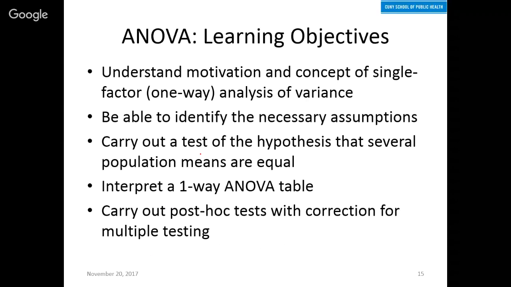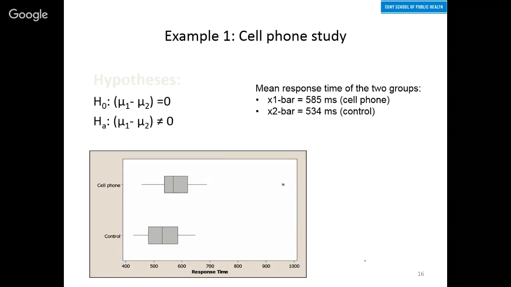So lots of stuff we're covering today. I'm going to introduce to you analysis of variance for comparing the means of 3 or more groups. I'll cover the assumptions of such tests and carry out a hypothesis test where our null hypothesis is that several population means are equal. We'll go through the one-way analysis of variance table and talk about so-called post hoc tests.